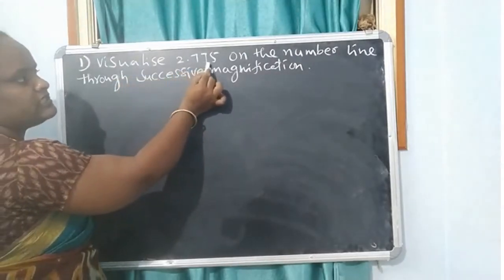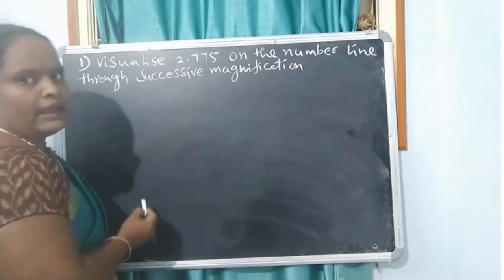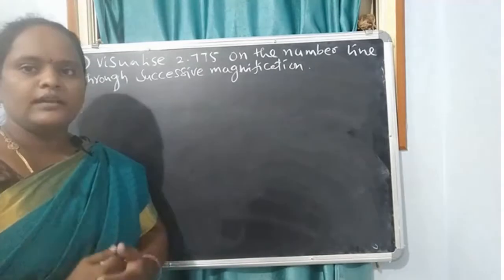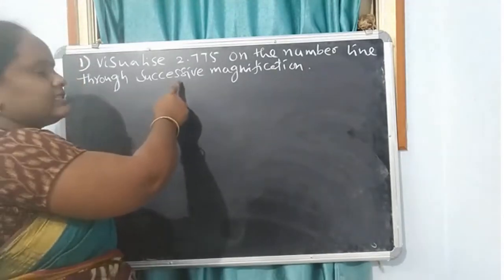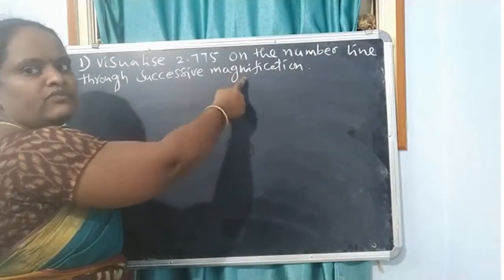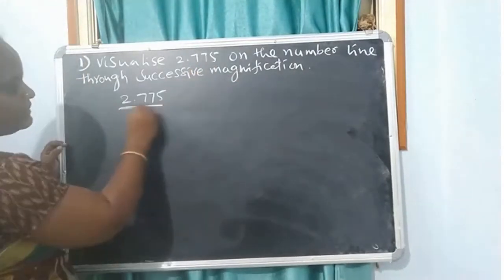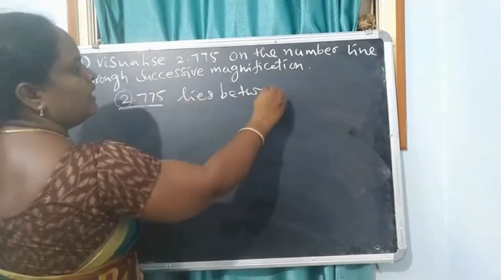Visualize 2.775, which is a terminating decimal, on the number line through successive magnification. Magnification means expanding and observing, like looking through a magnifying glass, making it a little bigger and looking at it. By successive magnification, we mean step by step we are going to magnify it and observe. So 2.775 lies between 2 and the next number, that is 3.